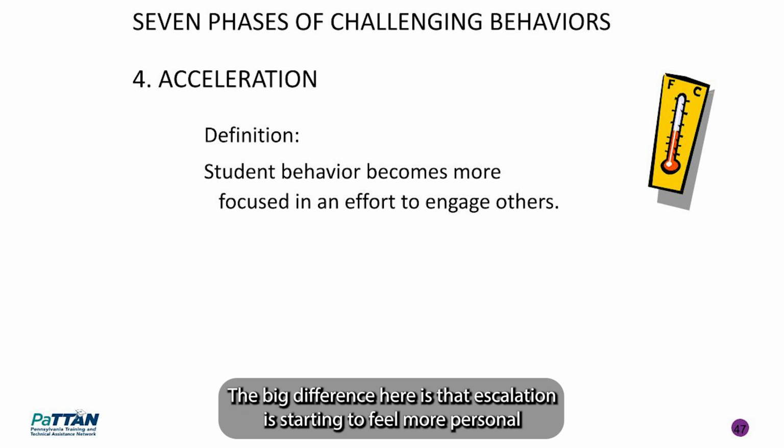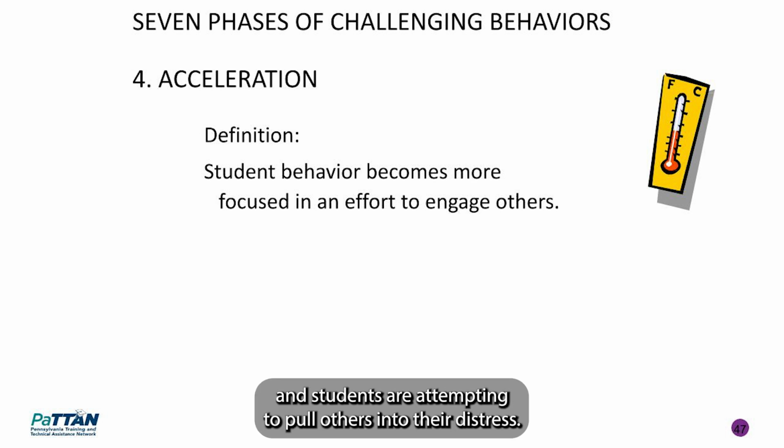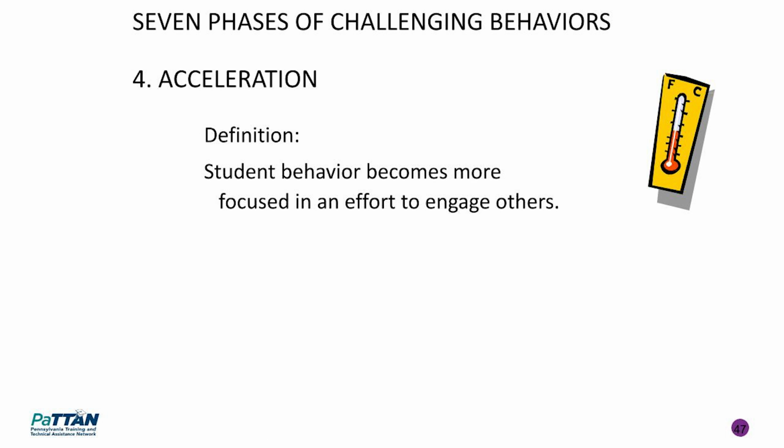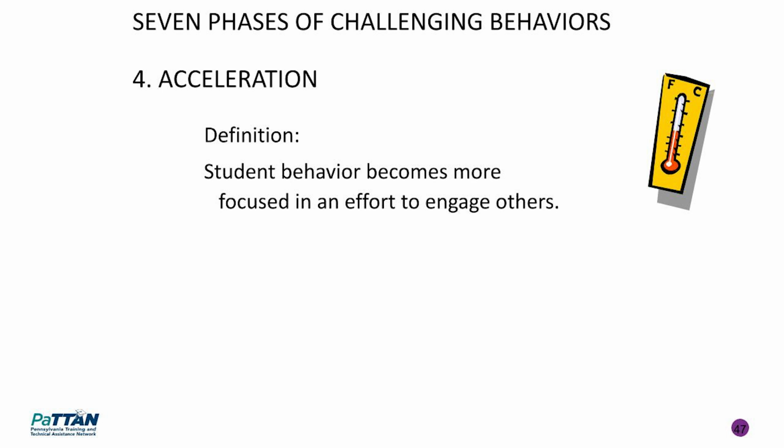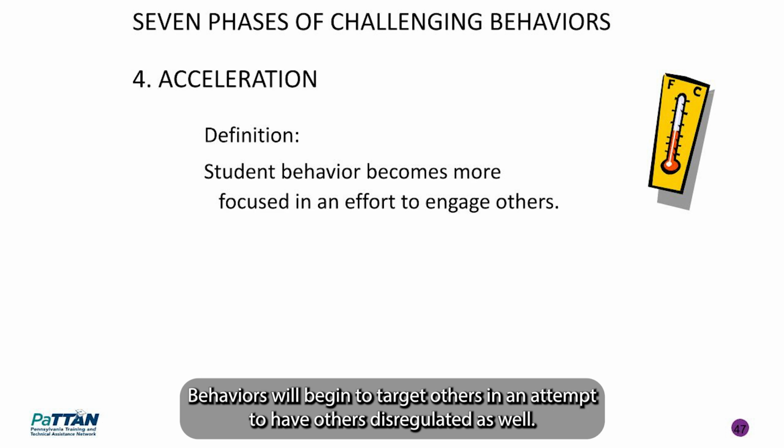A big difference here is that escalation is starting to feel more personal, and students are attempting to pull others into their distress. During the agitation phase, you might hear things like, "This work is stupid." Now you're going to hear things like, "You're stupid." Behaviors will begin to target others in an attempt to have others dysregulated as well.